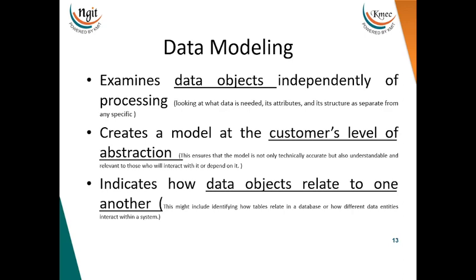What is an object? We are going to see later. An object is a real thing which is represented or stored somewhere on your system, just like your entity, but it is stored in a system. Create a model based on customer level abstraction. Indicate how data objects are related to each other. Look at what data is needed, its attributes and structure, to ensure the model is not only technically accurate but also understands relevance, meaning how the objects are related to each other. It might include, in a table format, how they are related.